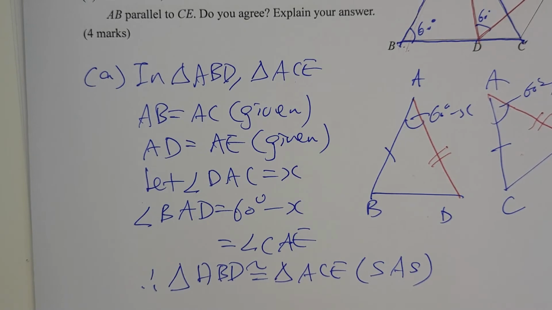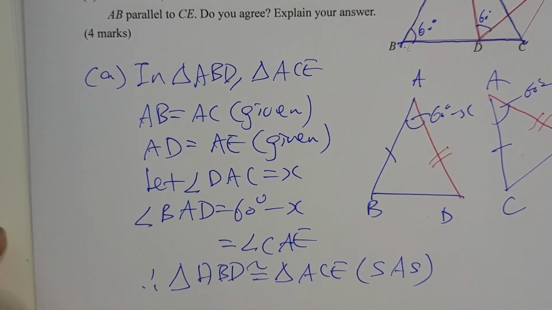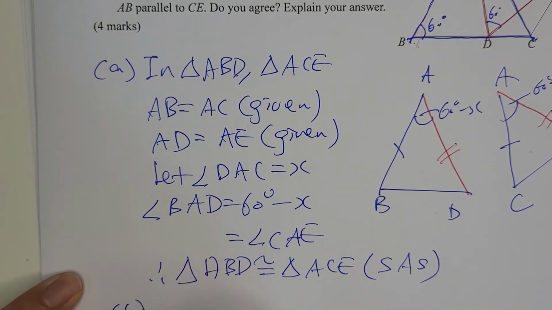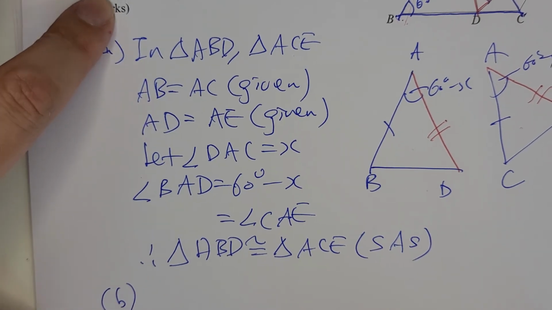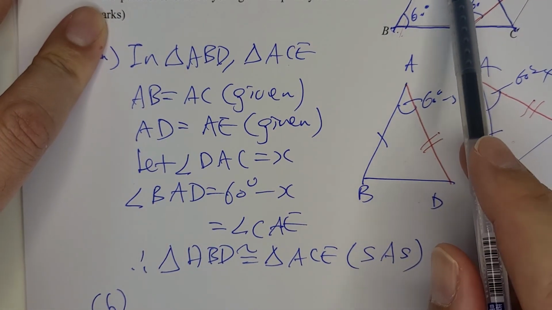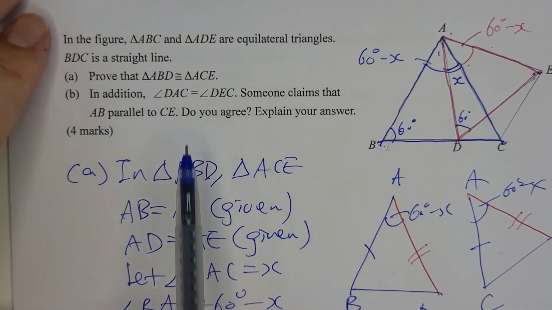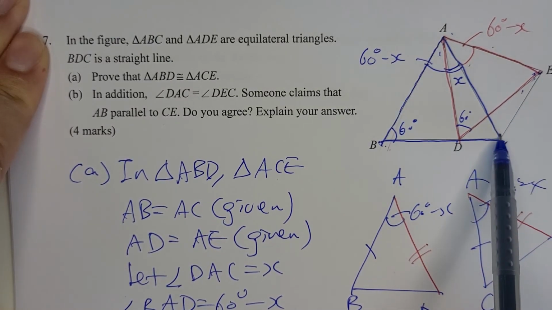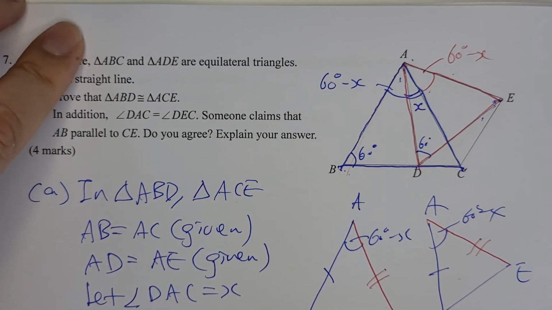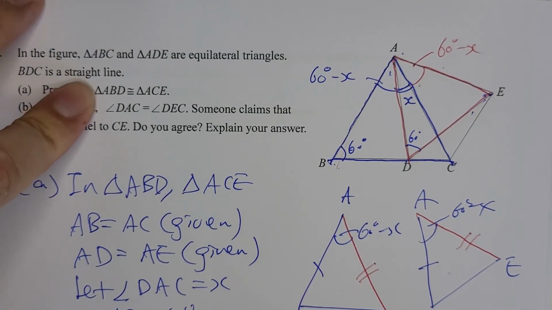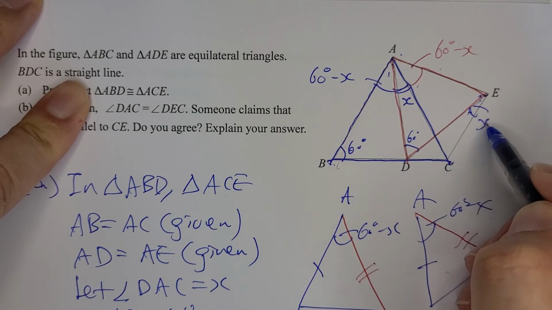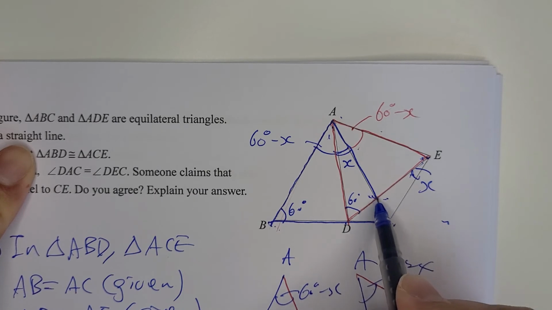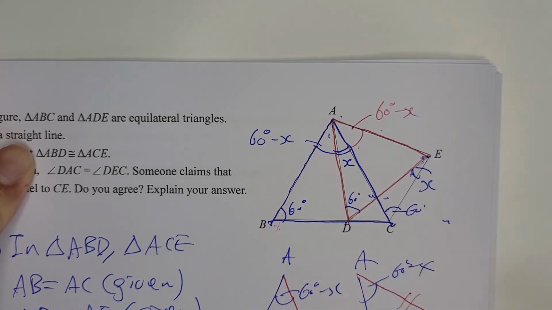Alright. And next, we need to find out, okay, in addition, angle DAC equals angle DEC. Someone claimed that AB is parallel to CE. Do you agree? Okay, let's see what's happened. First, these angles are equal, and also these two angles are equal, vertically opposite angles. Therefore, this is also equal to 60 degrees. Can you find out that?